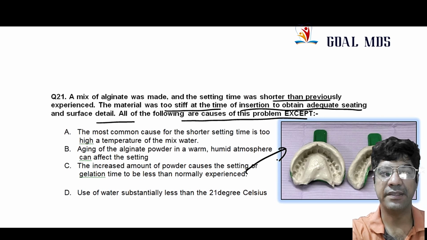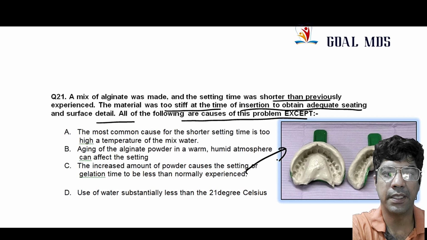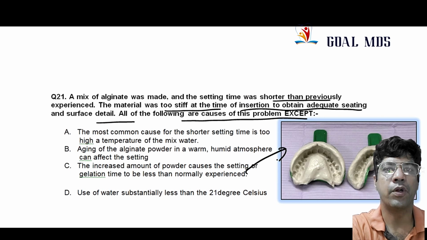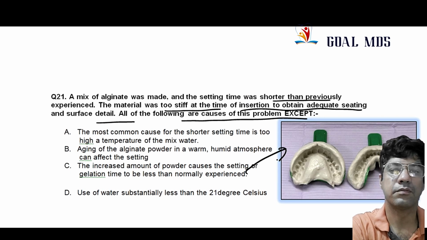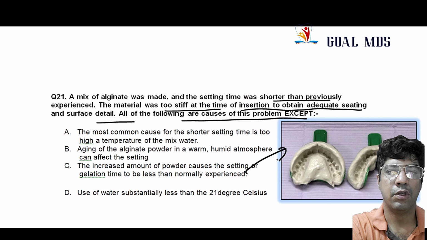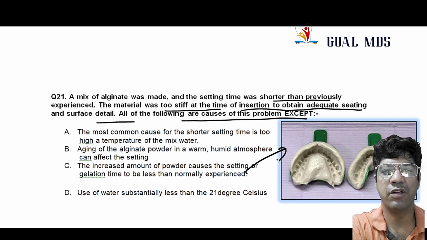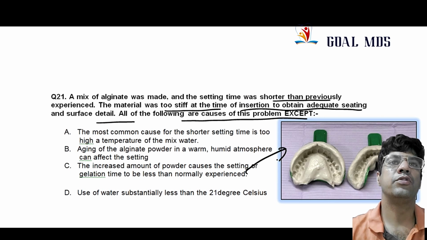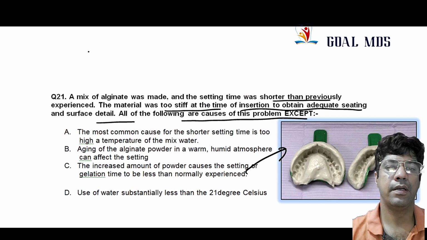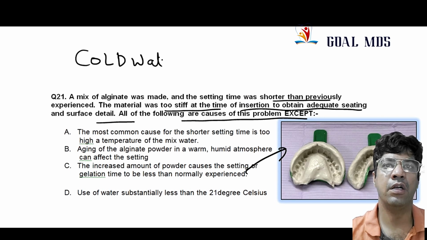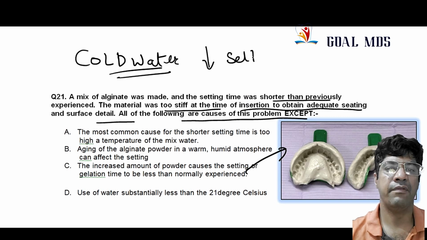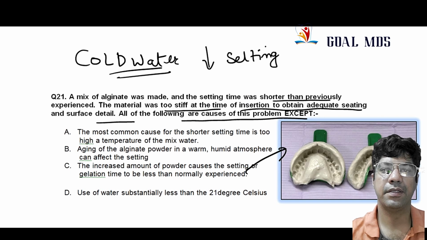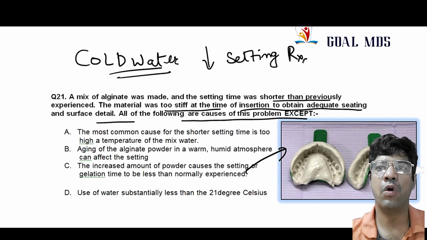So using water that is substantially colder than the recommended temperature for mixing alginate can actually prolong the setting time, not shorten it. Colder water tends to slow down the setting reaction of alginate, leading to a longer working time.